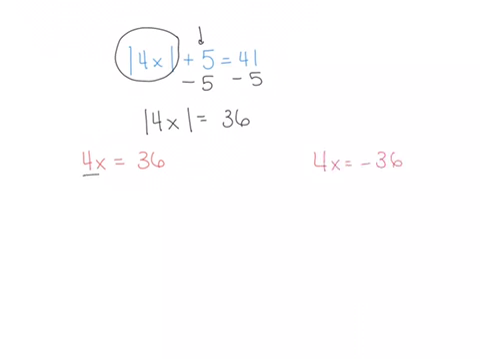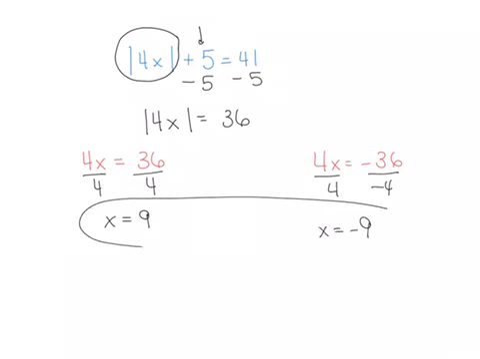I'm going to divide both sides by 4 to solve this one, and I get x equals 9. Divide both sides by 4 here, and I get x equals -9. So those are my two solutions there.